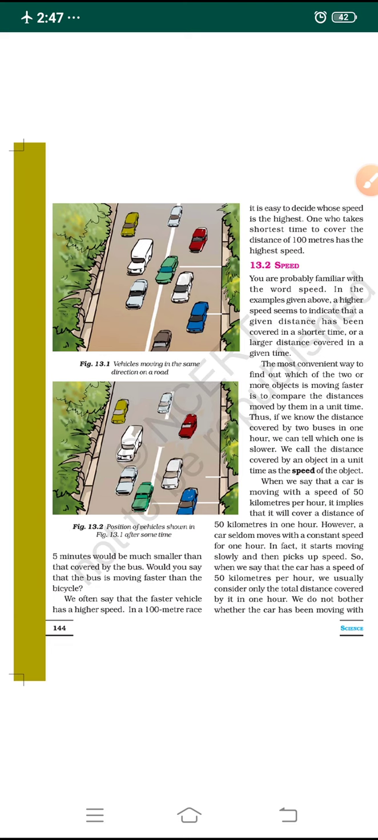Dear students, I hope you have understood how motion takes place, what kind of motion takes place, and how it takes place in different objects. Look at the diagrams, figures 13.1 and 13.2. By this you will understand the vehicles which are moving in the same direction on a road and the vehicles which change their position after some time.